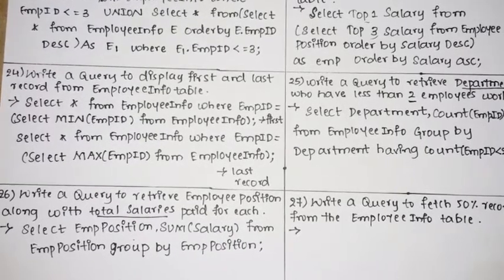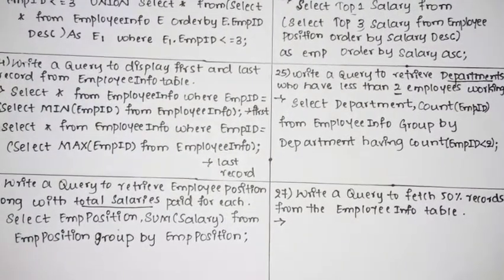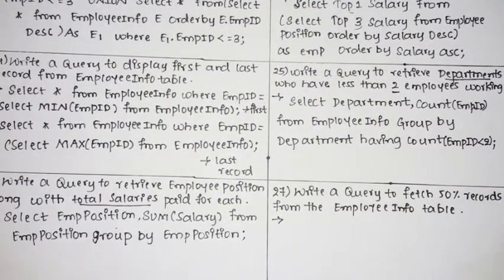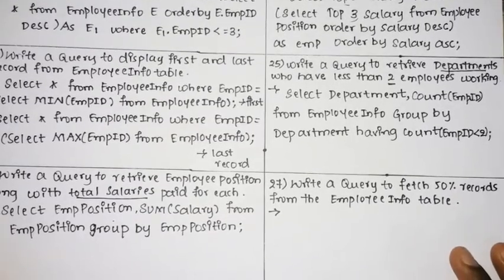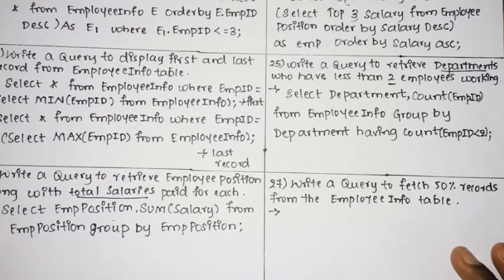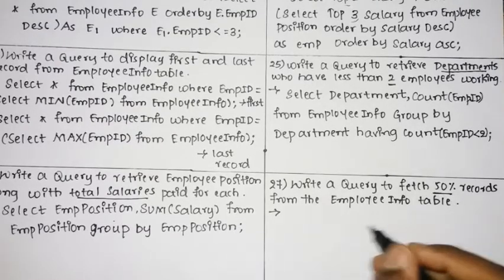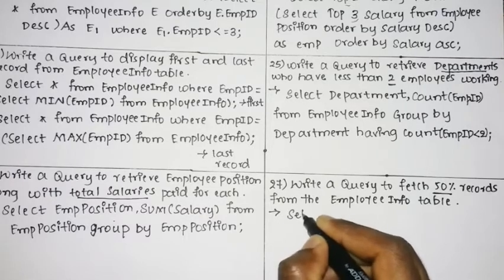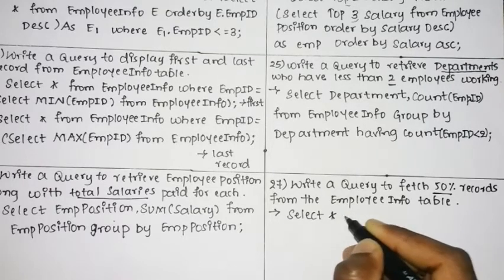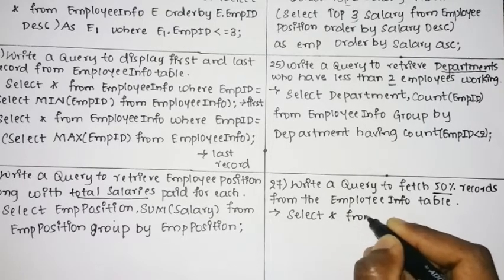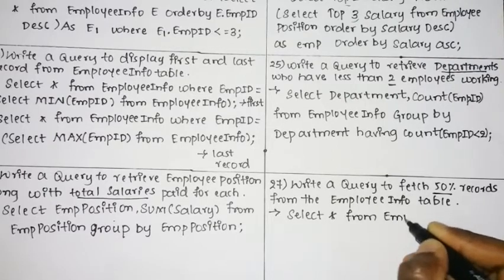Then we shall see the last query. That is, write a query to fetch the 50% records. So you need to write a query to fetch the 50% records from the employee info table. For that purpose use select. So select star from the table named employee info.